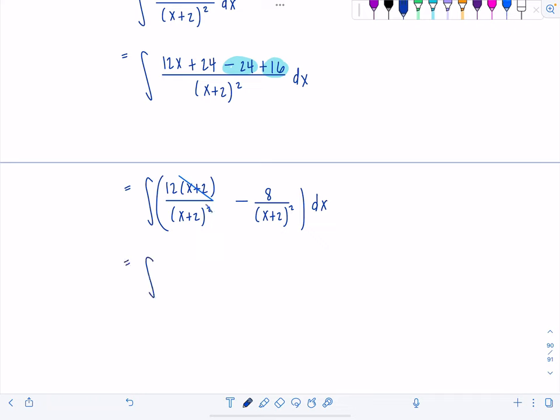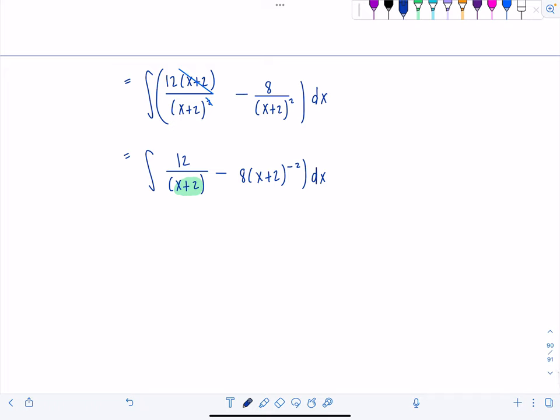So we have here 12 over (x + 2) to the first minus... is it going to help you if I write this as 8 times (x + 2)^(-2) dx? Maybe. You should be able to integrate this now, no problem. You don't need to u-sub. You don't need to let u equal x + 2 because du would just be dx. Waste of time. Just keep x + 2 together like it's its own little family. Don't go breaking it up. Don't be a home wrecker.